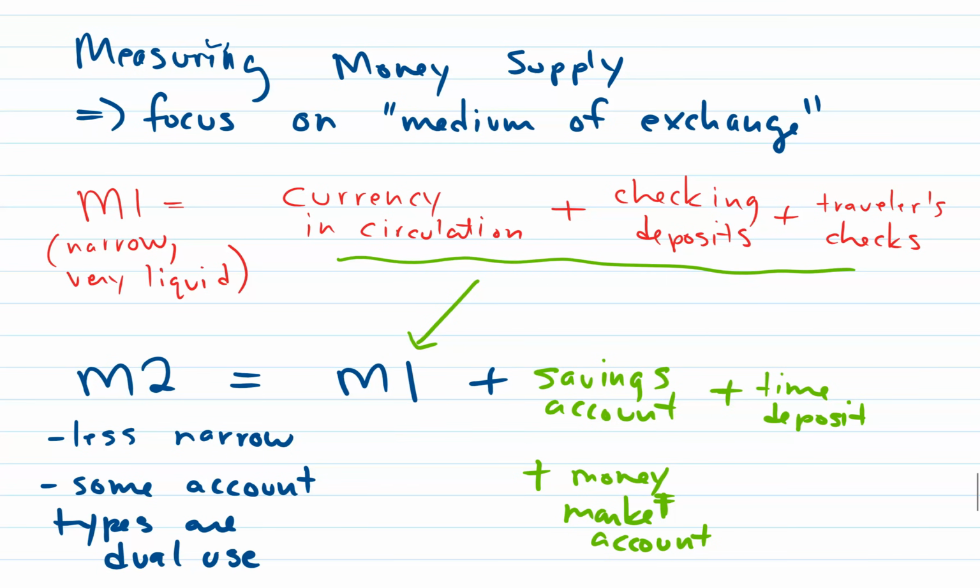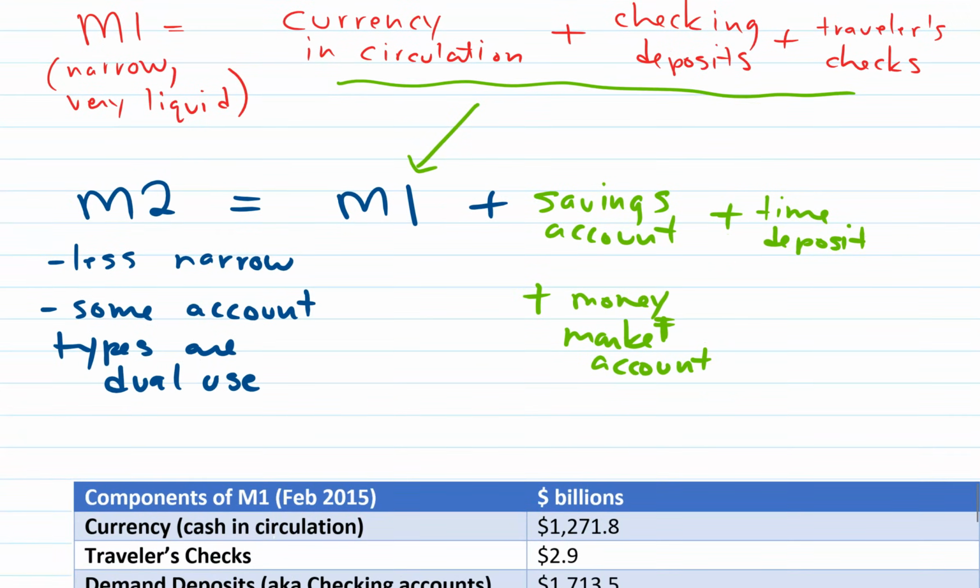So these last three, while you can make purchases using the money that's in there, they also have this alternative purpose, which is to save money. And because they have kind of a dual use, this is a much less narrow definition of money supply.